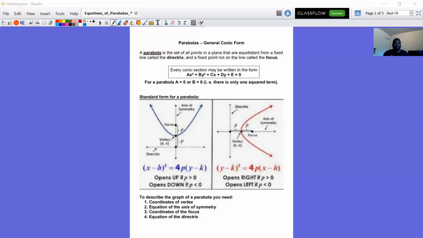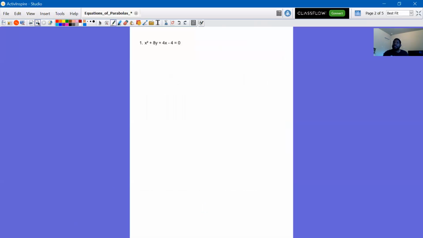To describe a parabola, we need four things. We need the coordinates of the vertex. We need the equation for the axis of symmetry. We also need the coordinates of the focus and the equation of the directrix. So let's do some examples that will illustrate this.